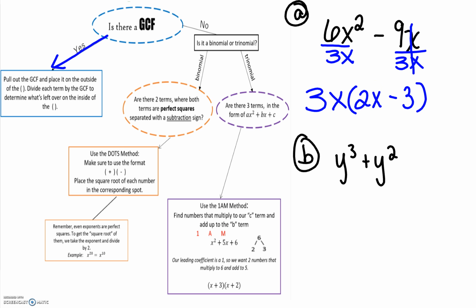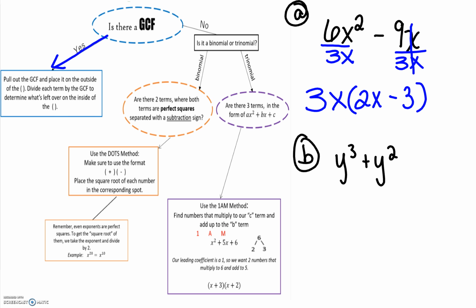Remember, you could distribute to check your answers. So we would say 3 times 2 is 6. X times x is x squared. And then 3x times negative 3 is negative 9x. So we did do it correctly.